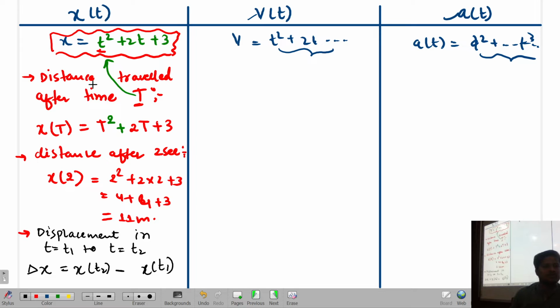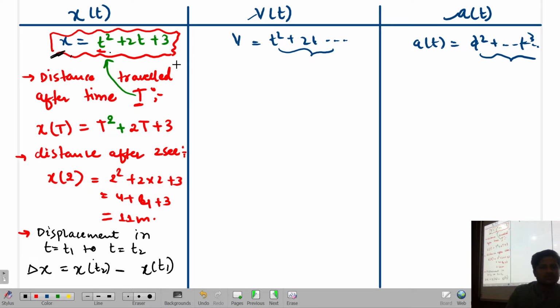How do you calculate the displacement from the position equation? First, find the position for time t2, by replacing the variable with t2. Then for t1, similarly replace it, and you will get some numerical value. Subtract these, and you will get the answer. Understood or not? So this is the process of doing this kind of problem. Is it okay or not, guys?